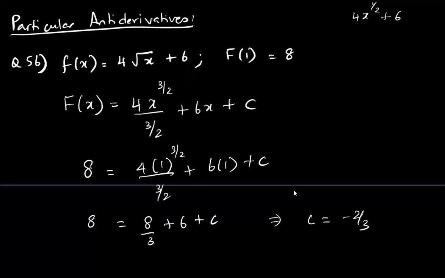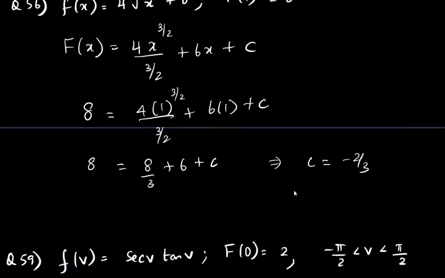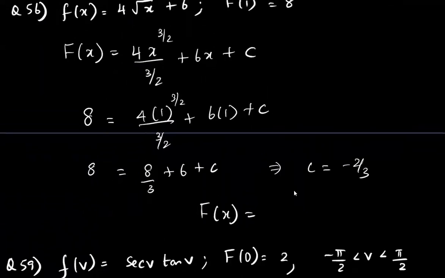Right? 2 minus 8 thirds. Yeah. So then my particular antiderivative can be written as f of x equals 8 thirds x to the power of 3 halves plus 6x minus 2 thirds is going to be my answer.